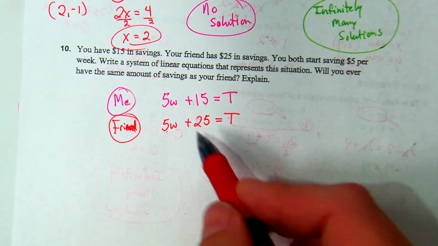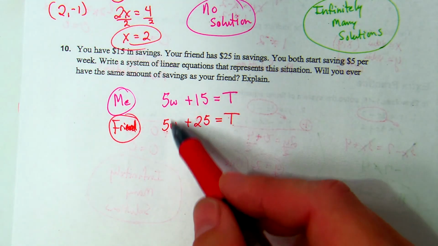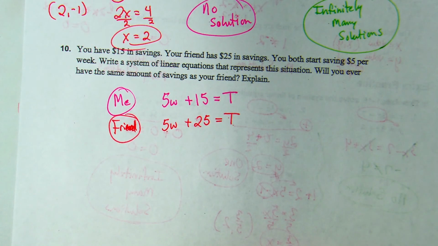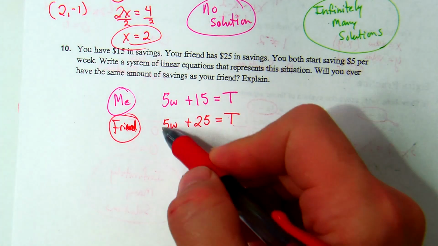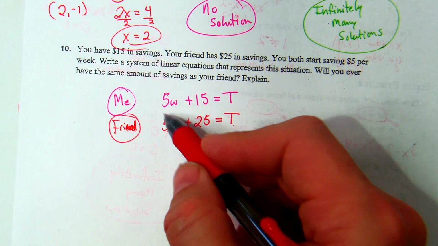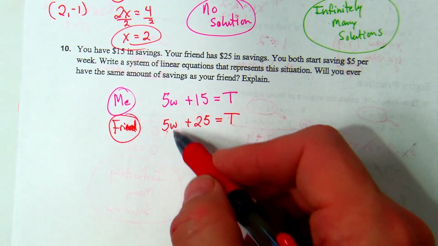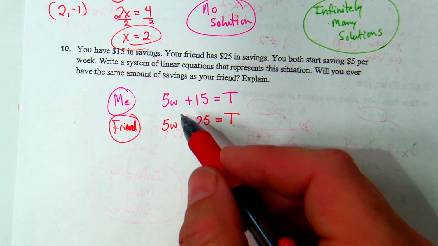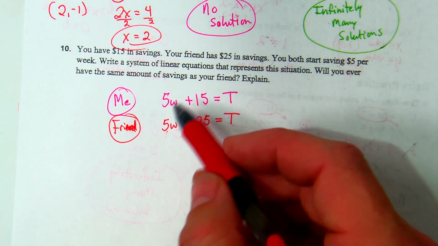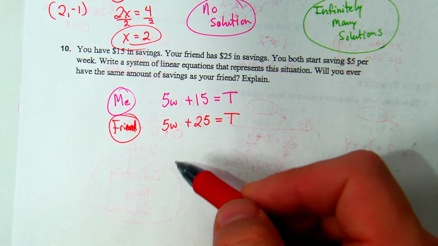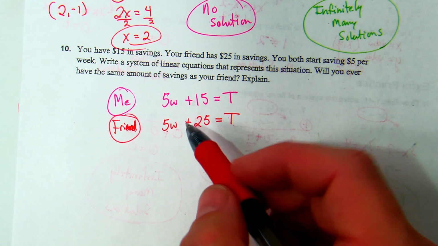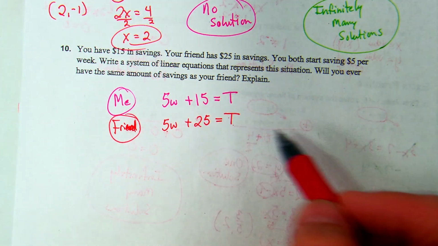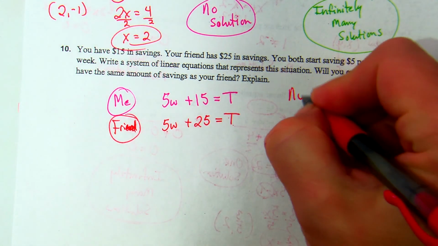What is the slope of both of these equations? They are parallel, as somebody mentioned in class here. They're both 5. So will these ever be the same amount? Same value, total savings in the bank account? Will we ever have the same amount if we continue to put the same amount in every week? No, we're not. These are parallel, so this will have no solution. So my answer is no.